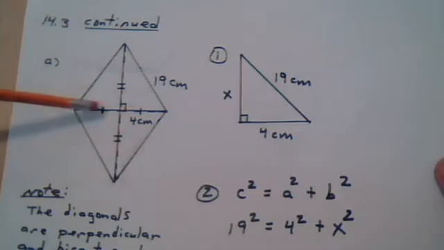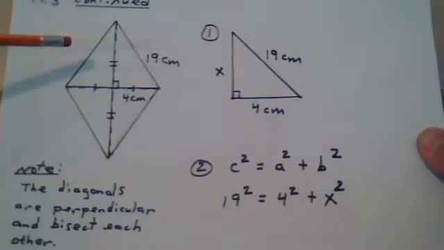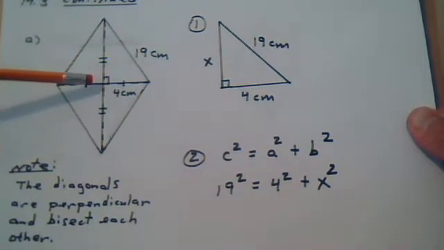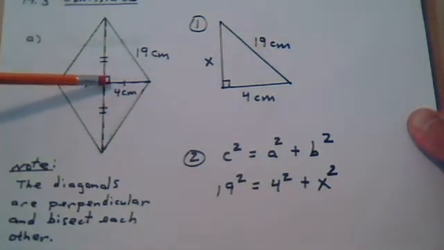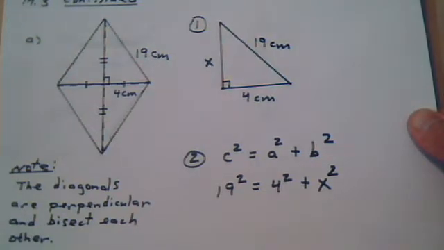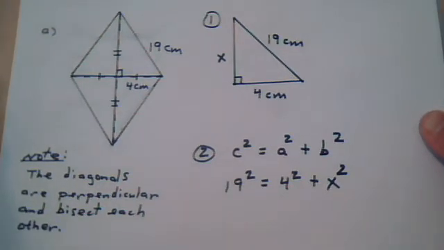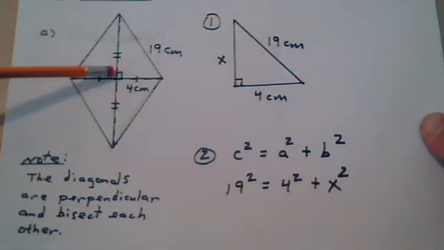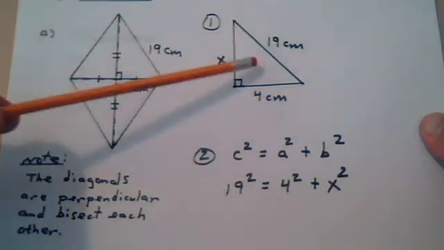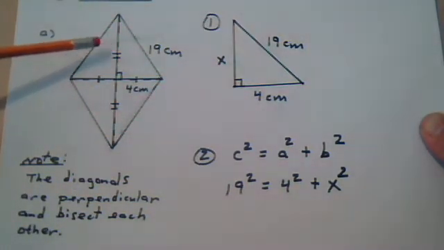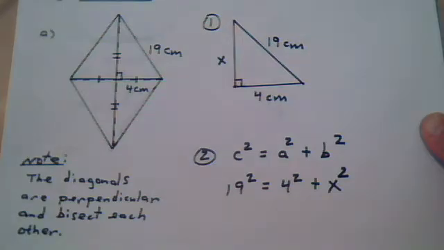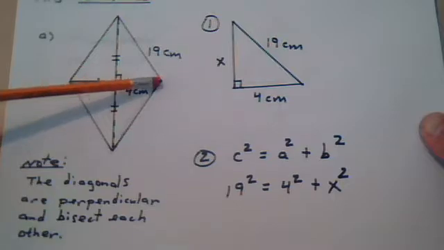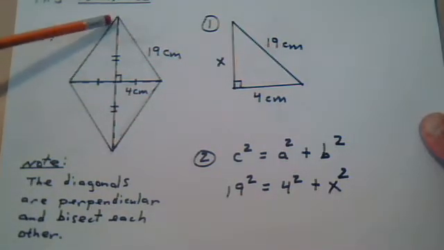Notice the diagonals bisected each other. So this length equals this length equals this length. Notice they're perpendicular. We're going to use those two facts to get the information we need to find the area. So let's go ahead and take this here, move it over here, and we're going to call this part x. This part, we already have the information. This is 4, so we know the length of this diagonal. We just need the length of this diagonal.